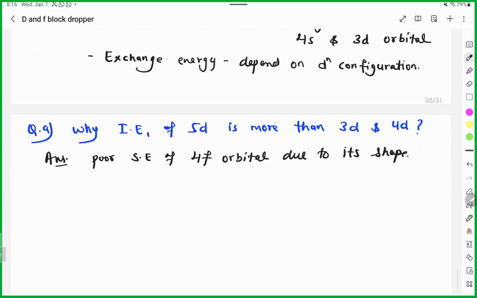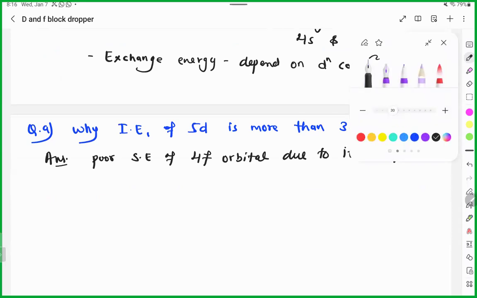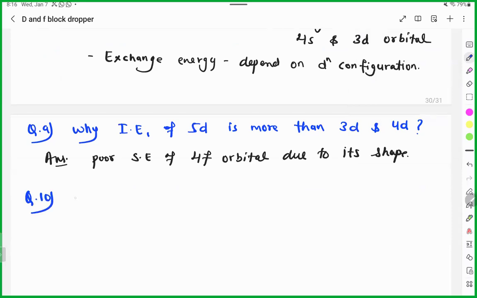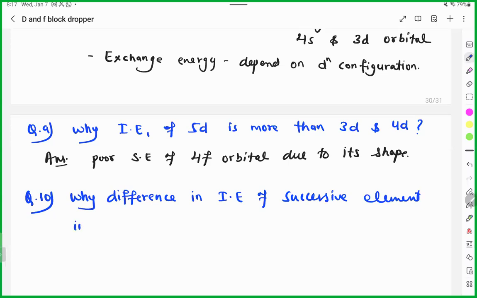Next. Why is the difference in ionization enthalpy of successive elements in the d block less than the representative elements? For example, if you see the gap between the ionization enthalpy in p block or s block, it is more, but in d block it is less. Why? I don't know.